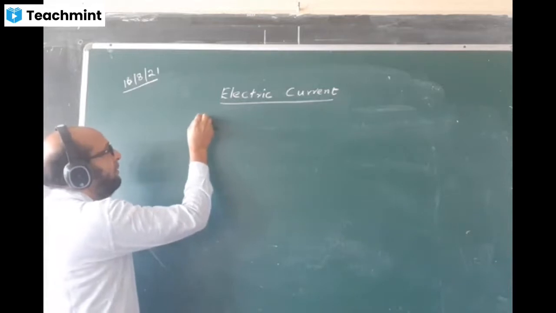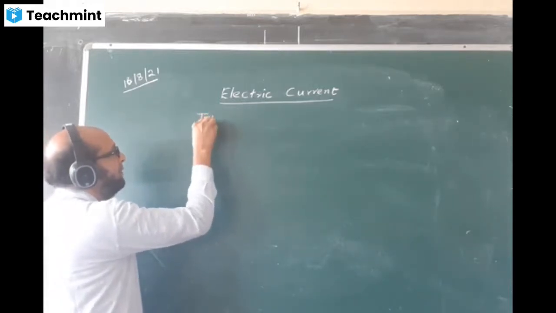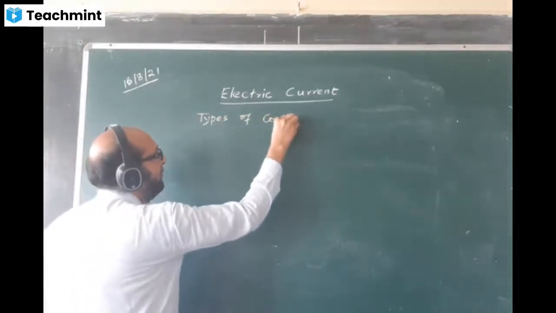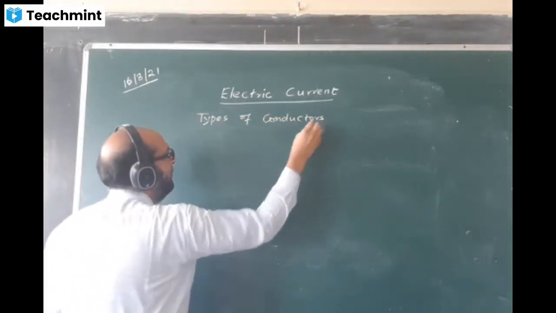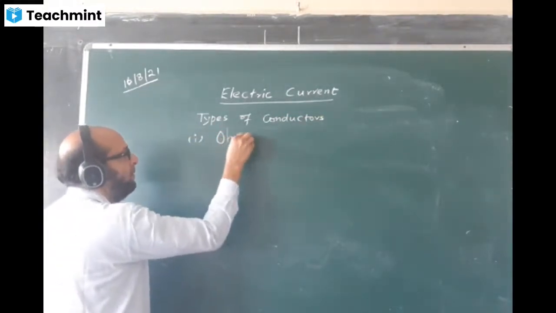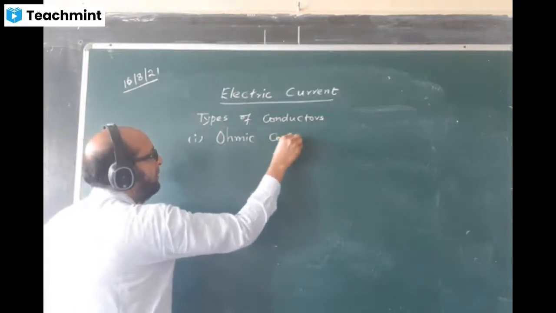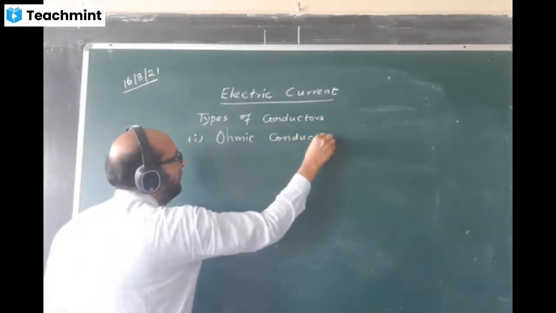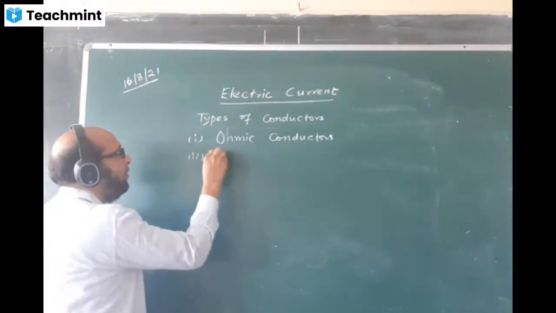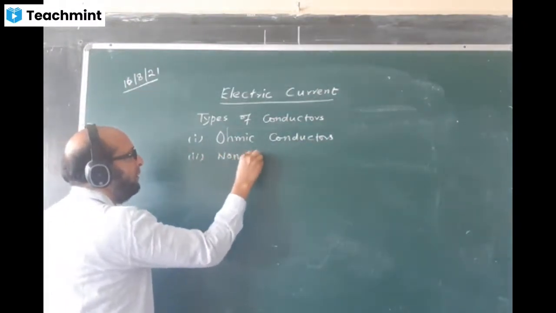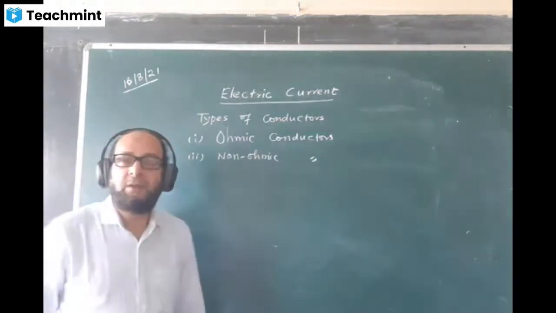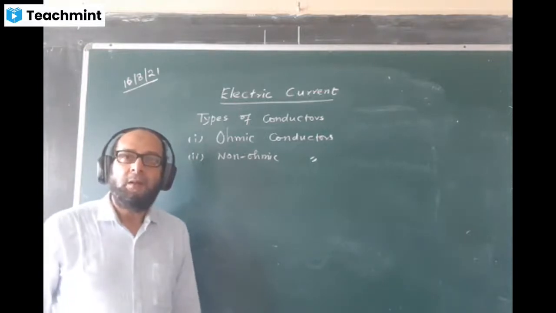You give now types of conductors. Types of conductors. Number one, ohmic conductors. And number two, non-ohmic conductors. Ohmic conductors and non-ohmic conductors. Okay.